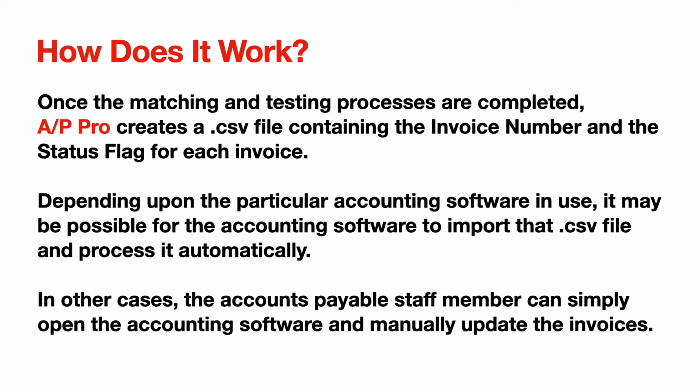Once the matching and testing processes are completed, AP Pro creates a CSV file containing the invoice number and the status flag for each invoice. Depending upon the particular accounting software in use, it may be possible for the accounting software to import that CSV file and process it automatically. In other cases, the accounts payable staff member can simply open the accounting software and manually update the invoices. This is still much faster than having to manually review every single invoice.